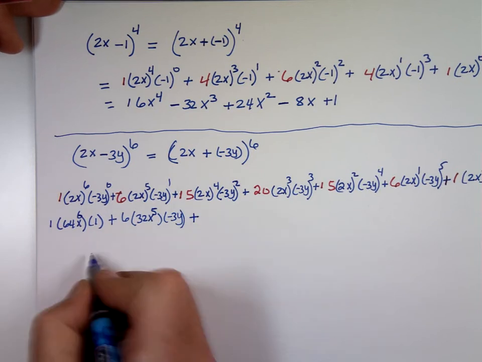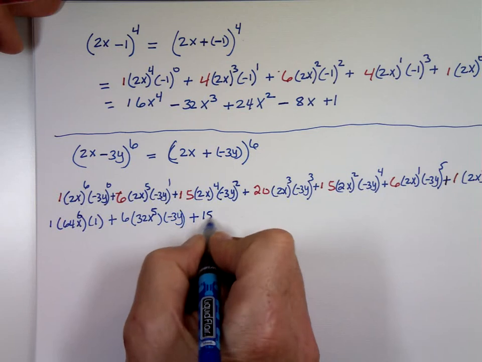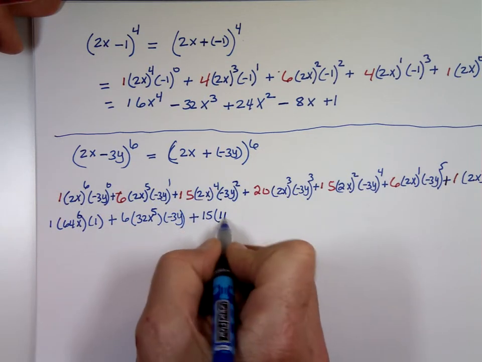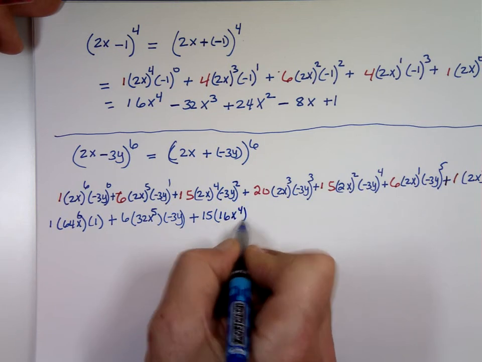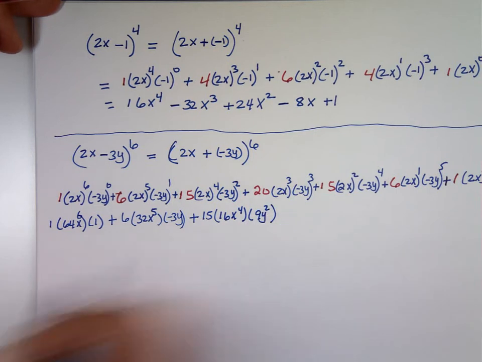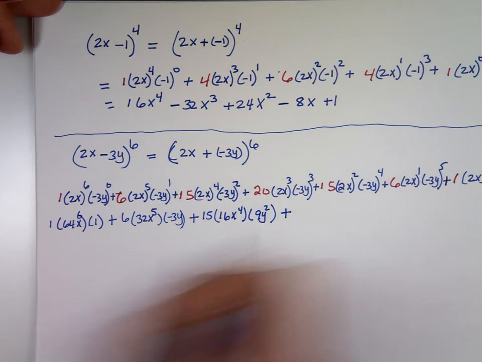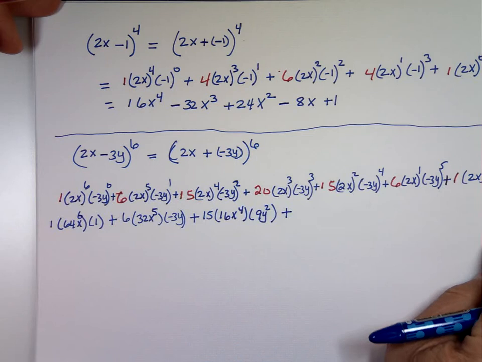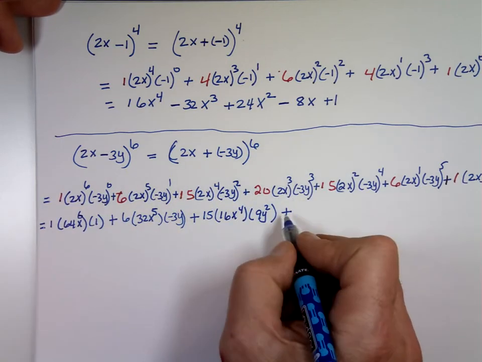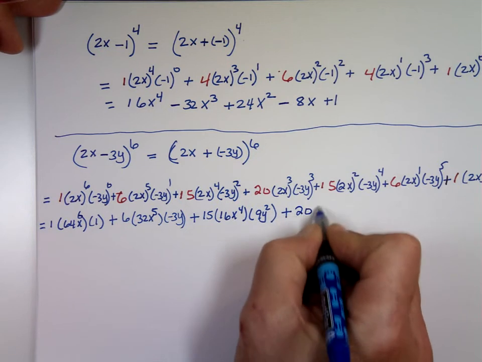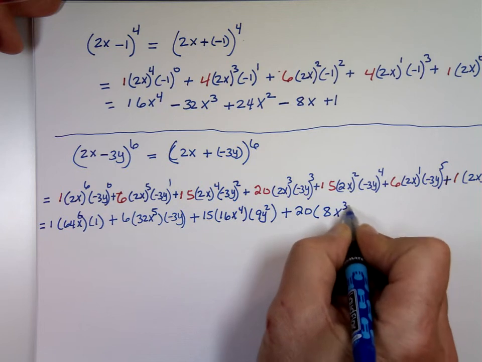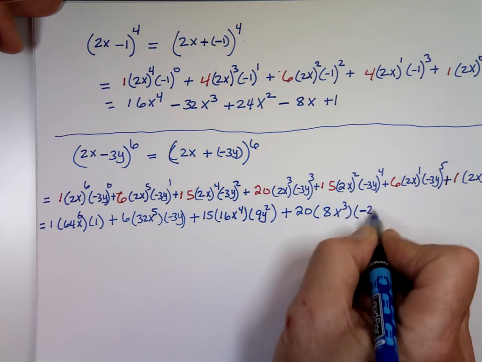Plus, write small, 15 times 2 to the 4th, which is what? 16x to the 4th. And this will be a plus 9y squared. Plus, I'm trying to write small, but there's no way I can fit them on one line, so I might as well just give up right now and continue. This will be what? 20. 2 cubed, that's what? 8x to the 3rd. Negative 27y to the 3rd.